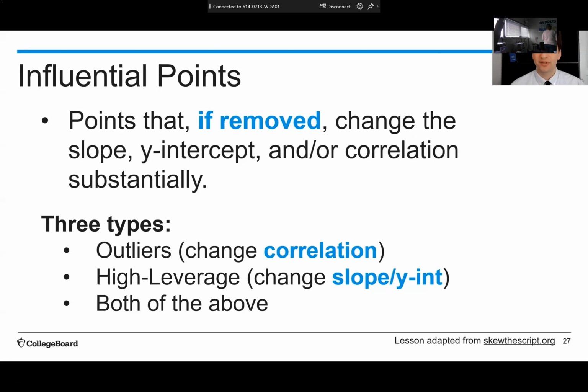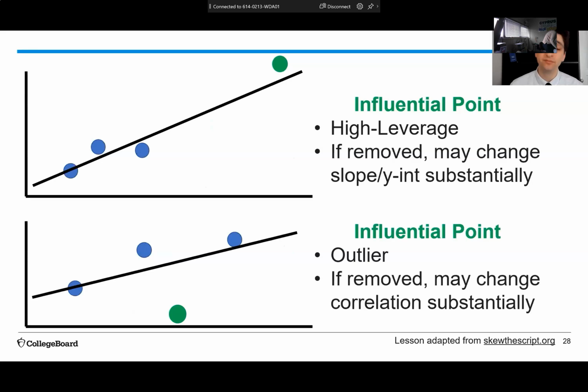So there are 3 types of influential points. There are outliers, which tend to change the correlation. There are high leverage points, which tend to change the slope and or y-intercept value. And there are points that are both, and those are also considered influential points. So here's an influential point that is high leverage in the first model you see up here. And if removed, we would think that this would change the slope and or y-intercept substantially.